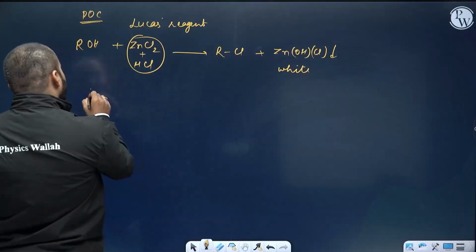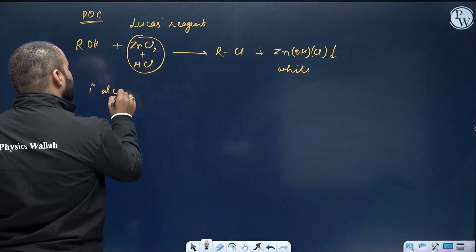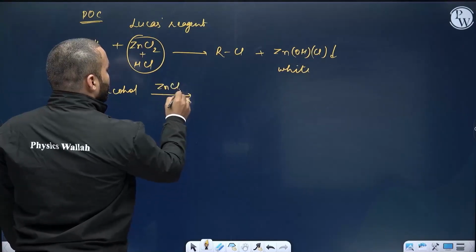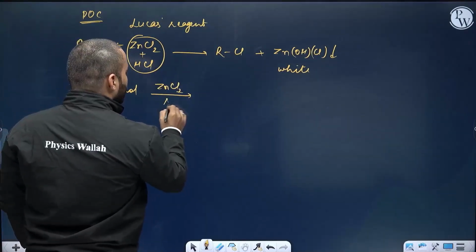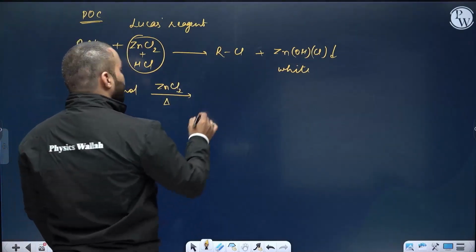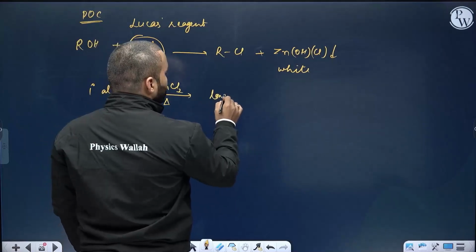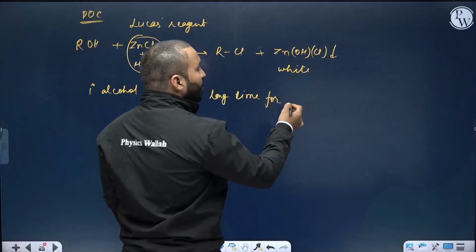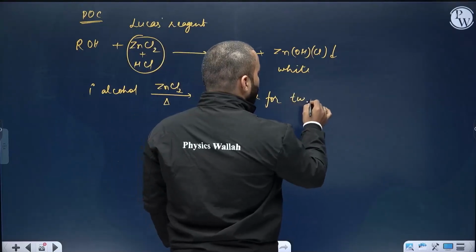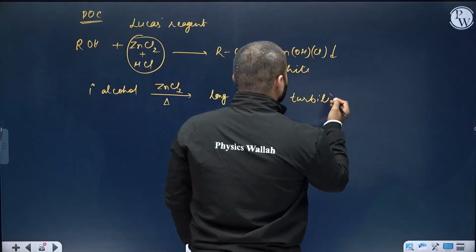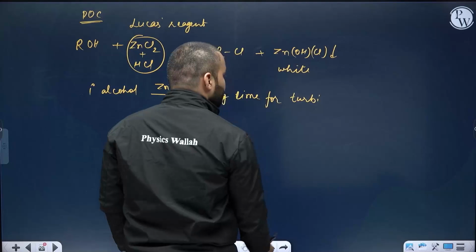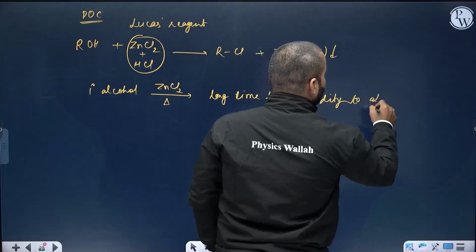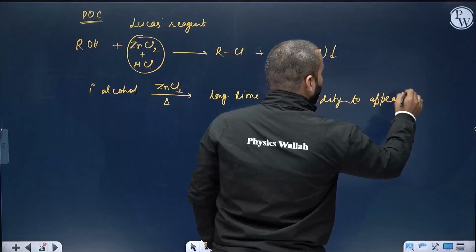So, if it is your primary alcohol, then you need to use ZnCl2 and heat it also. Without heating, this reaction won't work. This will take a long time for the turbidity or the milkiness to appear. This is the practical test.